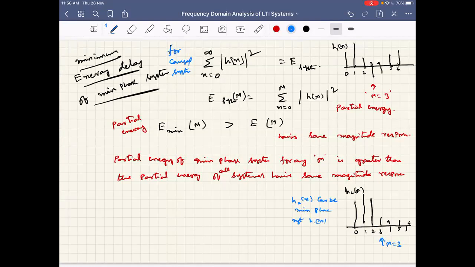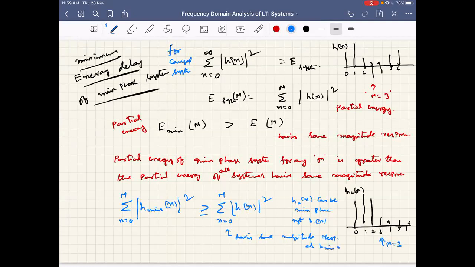Because the partial energy, defined as the summation from n equal to 0 to m of the magnitude of the minimum phase impulse response whole square, because this can be a complex quantity, is always greater than or equal to the summation of h of n whole square from n equal to 0 to m, for a system having the same magnitude response as h minimum of n. Okay, this is valid for all m.